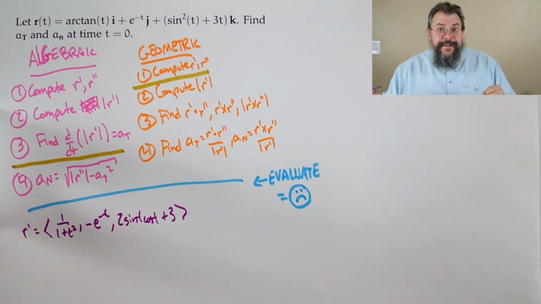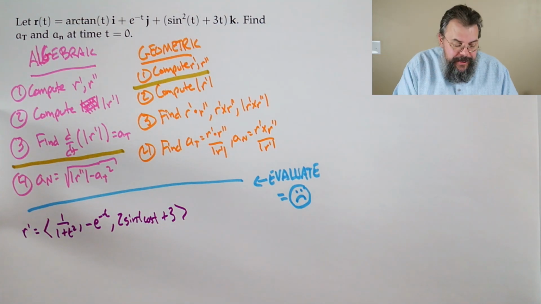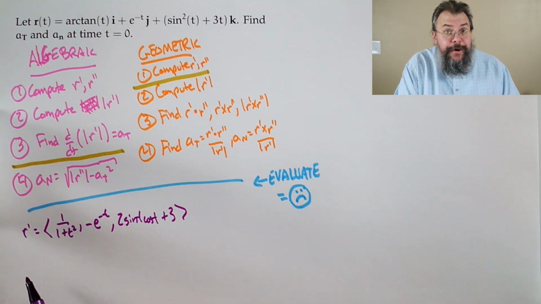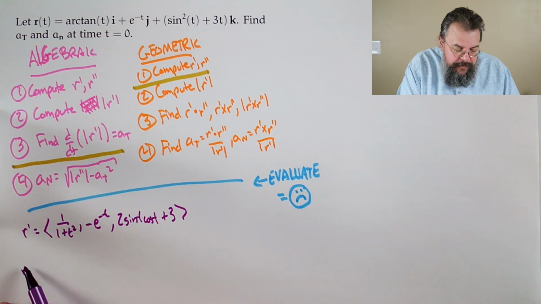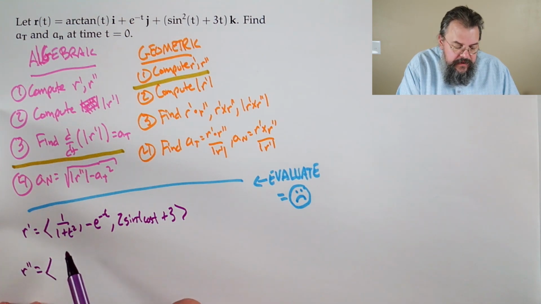So that's why we're not doing it. I'm not going to do it. You can try it if you want, but r double prime. All right, well, these aren't too bad.